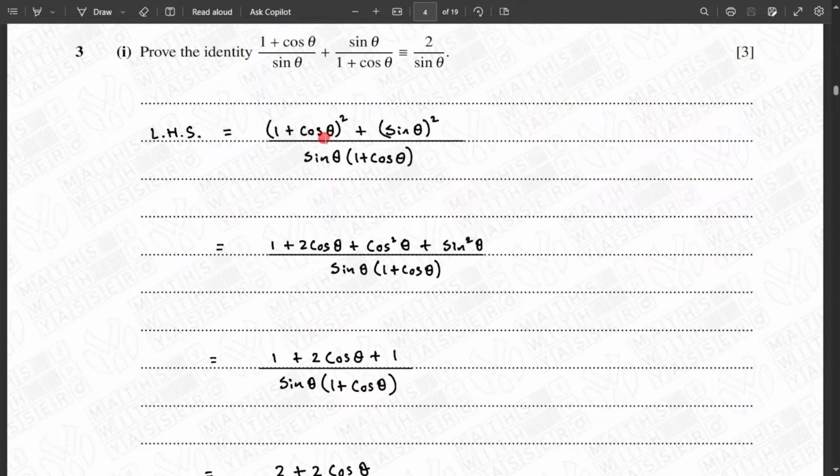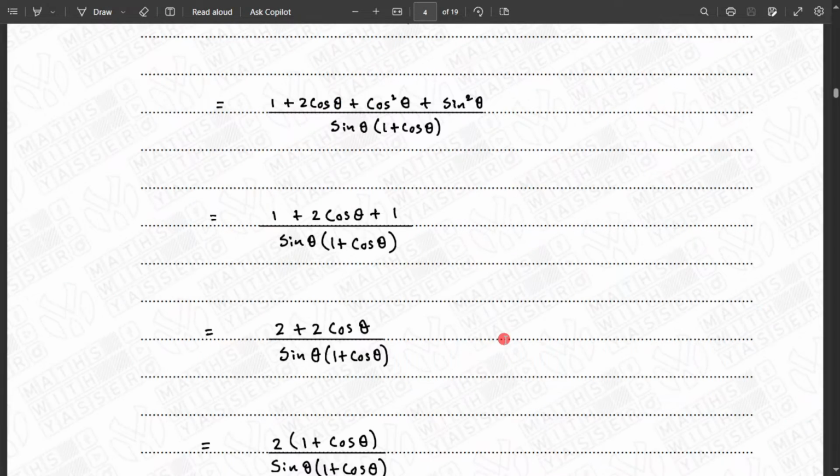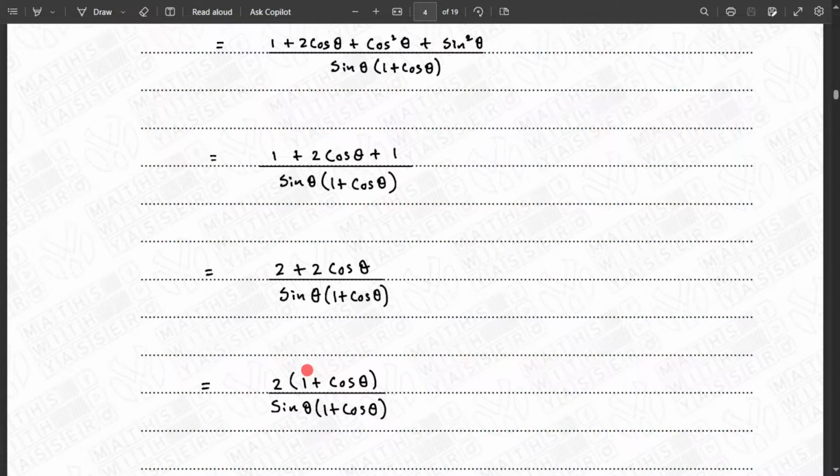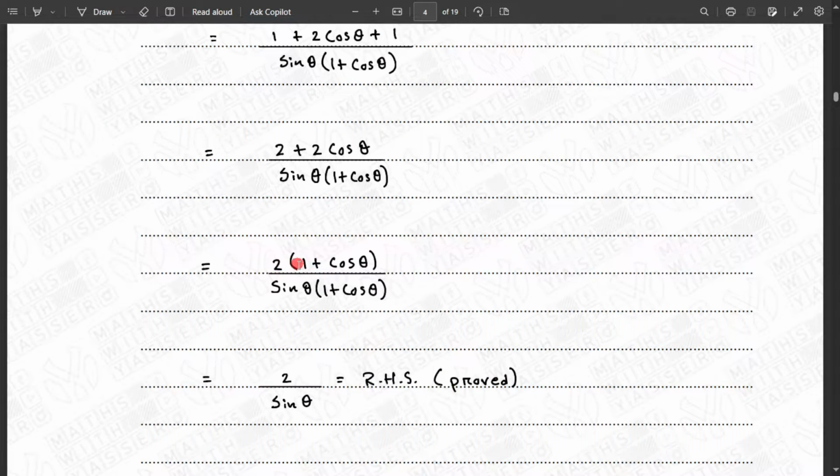(1 plus cos theta) squared will be 1 plus 2 cos theta plus cos squared theta, and this will be sin squared theta. Then we can say that sin squared theta plus cos squared theta is equal to 1, and we have 1 plus 2 cos theta on the left hand side. Simplifying it further, 1 plus 1 will become 2, and then we have 2 cos theta. Now if we take 2 common, this will be (1 plus cos theta). So we can cancel these two and we will be left with 2 over sin theta, which is equal to the right hand side.